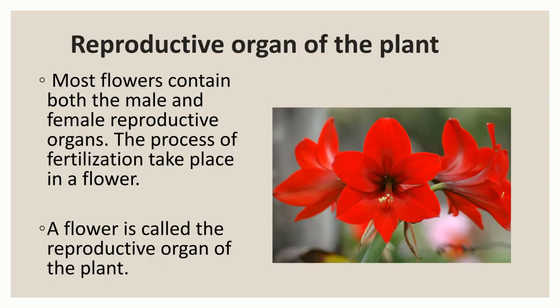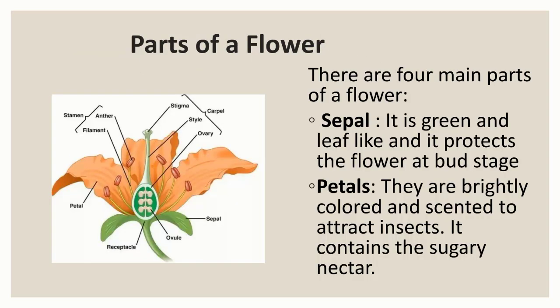Where are seeds formed? Seeds are formed in a flower. A flower is called the reproductive organ of the plant. A flower consists of both male and female cell. Now let's talk about the parts of a flower. There are 4 main parts of a flower: sepal, petals, stamen, and carpel.